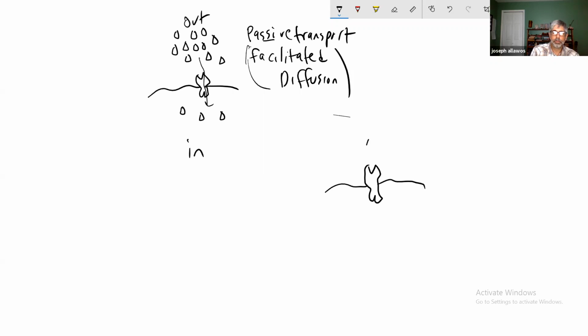What if there's a little bit of sugar on the outside and a lot on the inside? Okay. The law of diffusion says the sugar wants to go out, right? But let's say this cell needs more sugar for whatever reason. It still is trying to get more sugar. Well, is it possible to go against the concentration gradient? Is it possible to move the sugar in the wrong direction, essentially?